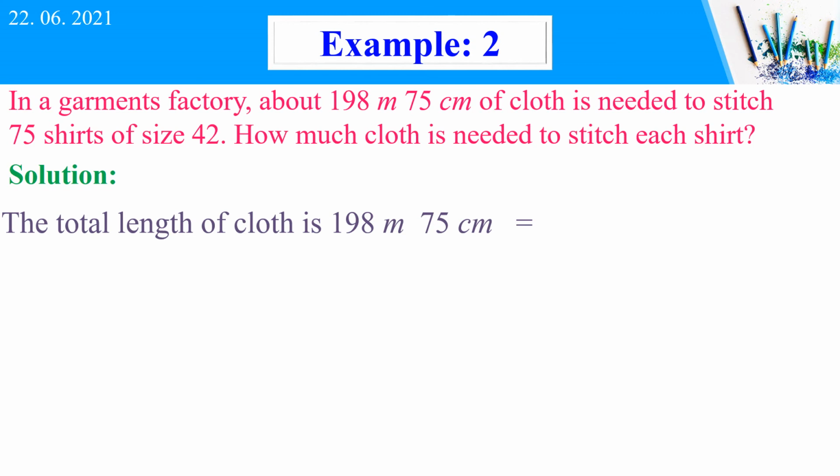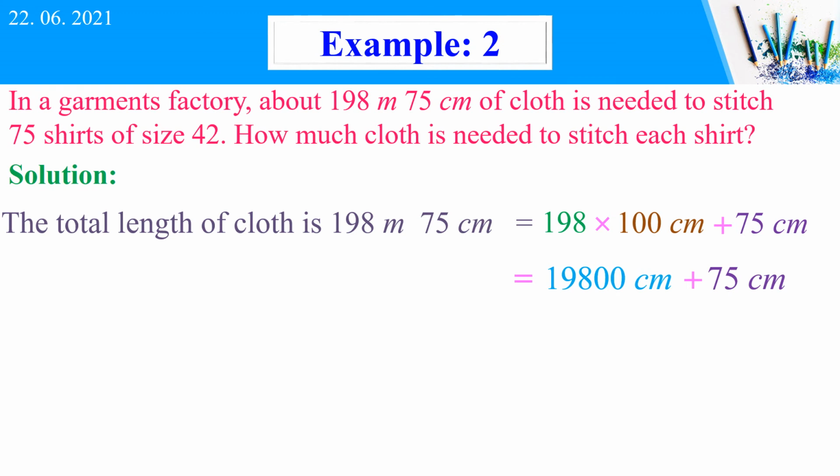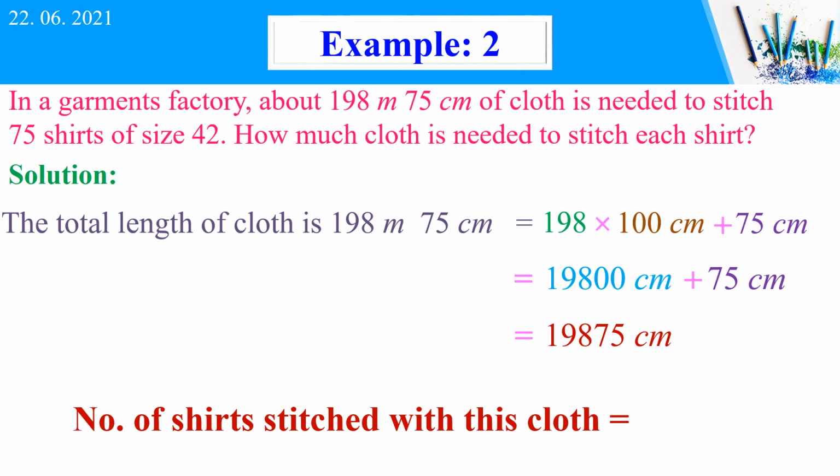So to convert 198 meter to centimeter, we know very well that 1 meter is equal to 100 centimeter. So we have to multiply by 100. On doing, we get 198 into 100 centimeter plus 75 centimeter. On multiplying, we have 19,800 centimeter plus 75 centimeter. On adding, we get 19,875 centimeter. Using this total length, they have stitched 75 shirts.